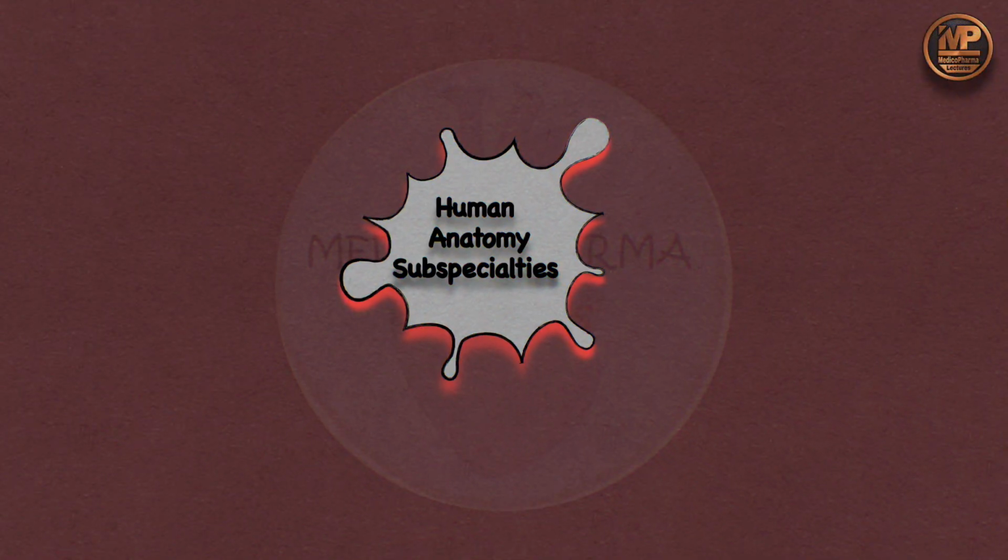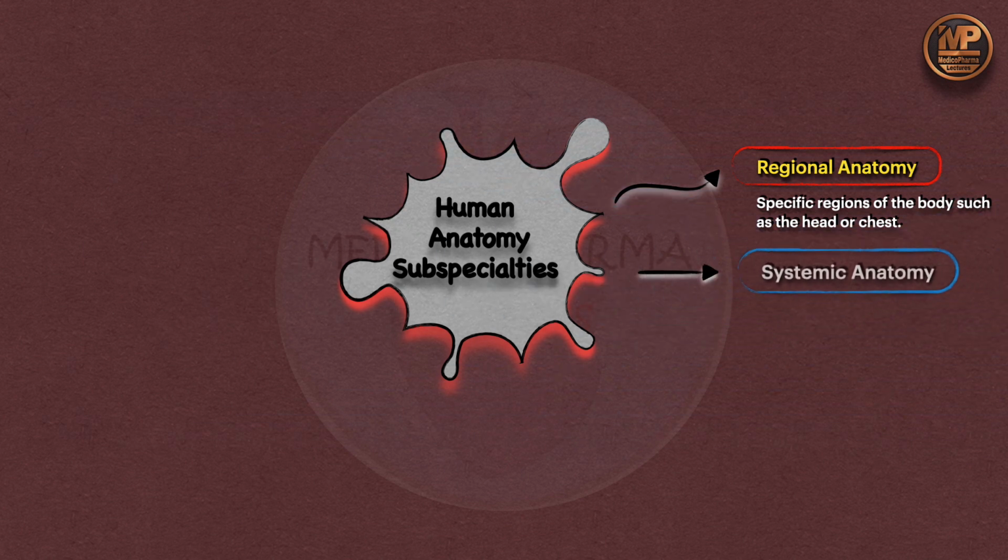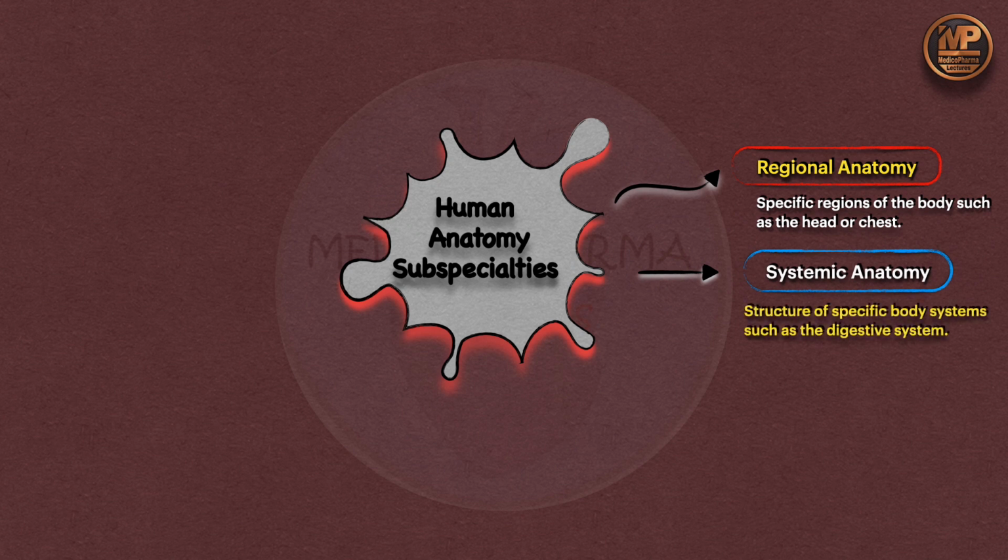The scope of anatomy is also called anatomy subspecialties or anatomy subdivisions. Here the first one is regional anatomy. In this, we perform a structural study of specific regions of the body, such as the head or the chest. The next one is systemic anatomy, where we study the structure of a specific body system, such as the digestive system, lymphatic system, nervous system, etc.